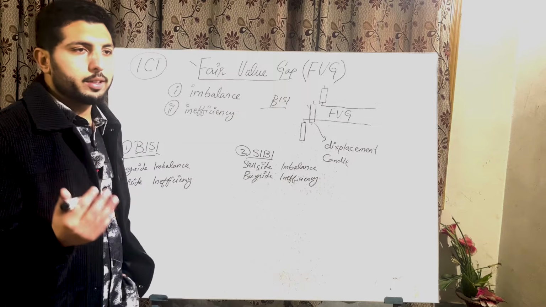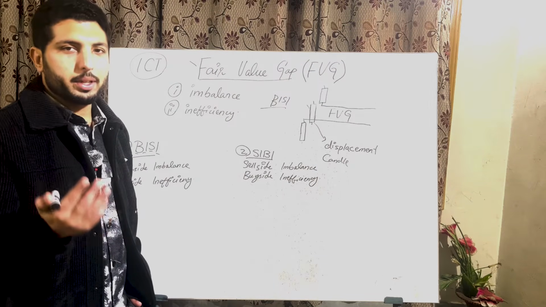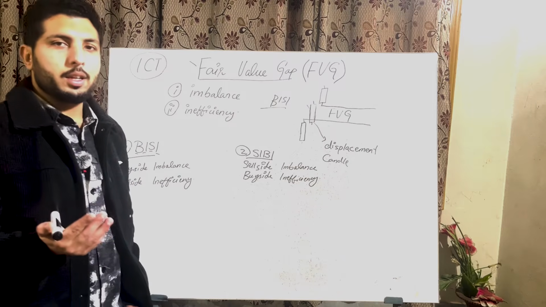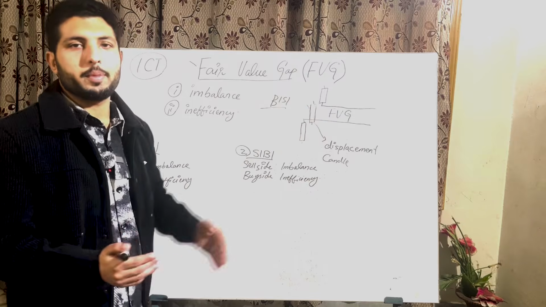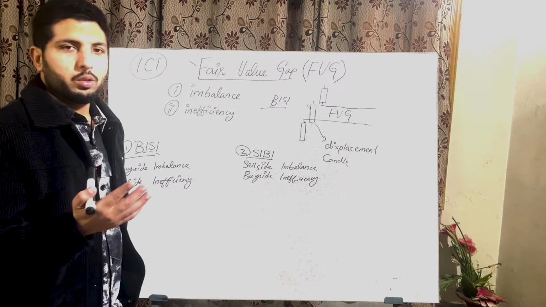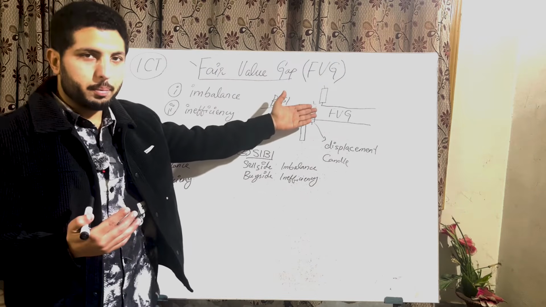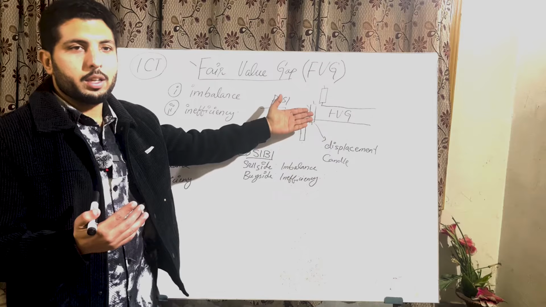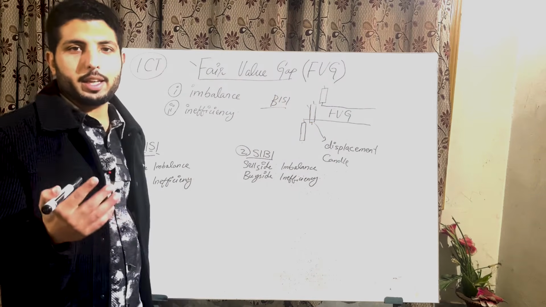We call it sell side inefficiency because the sellers, or you could say the bears in the market, were unable to prevent the buyers from creating this gap. It was the inefficiency of the sellers not to let the buyers form the gap, or not creating the gap themselves.